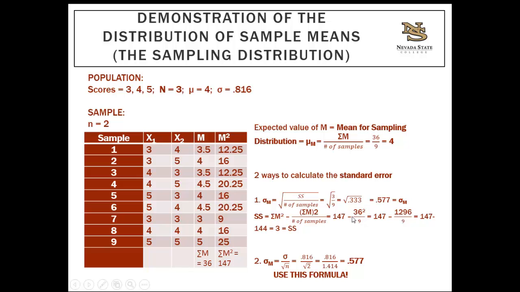Then the second value, just the sum of the means squared, so 36 squared, divided by 9, because we have 9 samples. This becomes 147 minus 1,296 divided by 9, right? 36 squared, divided by 9. You end up with 147 minus 144, and you get 3 for your sum of squares. Then you would plug that 3 into your standard error formula, and you end up with the square root of 0.333 and a standard error of 0.577. So this tells you that on average, your sample means are going to be plus or minus 0.577 points away from 4.